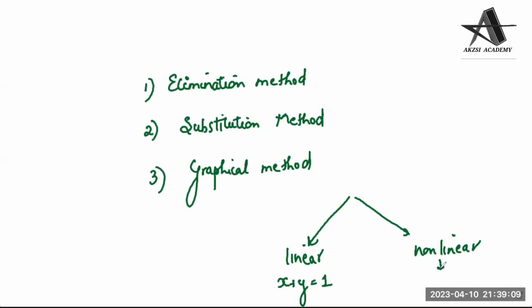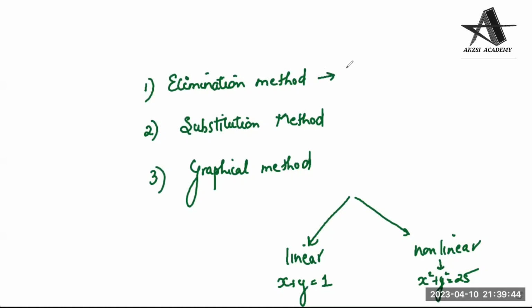But non-linear simultaneous equations are those in which one or both of the equations, it doesn't matter how many equations there are, but one of them is non-linear, like x squared plus y squared equals 25. You can clearly see that the power of x and y is 2. So this is not linear, hence it's a non-linear simultaneous equation. Even if one of the equations is non-linear, such simultaneous equations are called non-linear simultaneous equations.